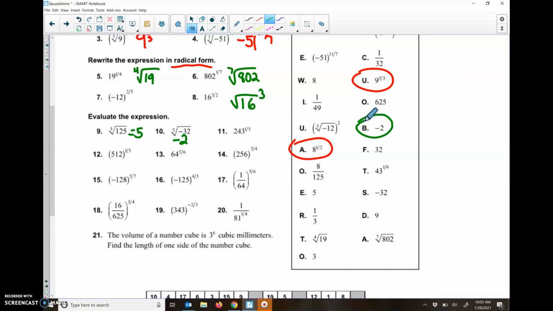So negative 2 times negative 2 times negative 2 times negative 2 times negative 2 is going to be negative 32. And then you kind of have the choice here with some of these other ones that have those weird square roots. We could do it a nice way and rewrite it, or we could just put it in our calculator and figure it out that way. Whichever way you want to do, you can do it whichever way.